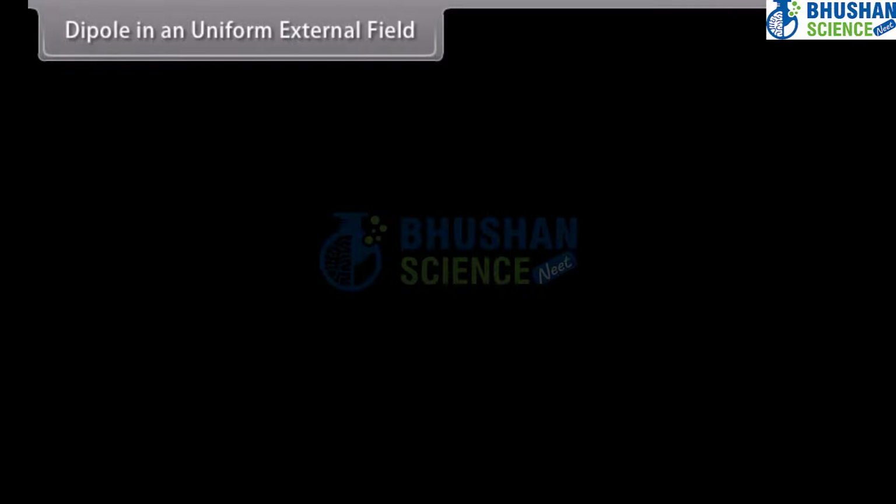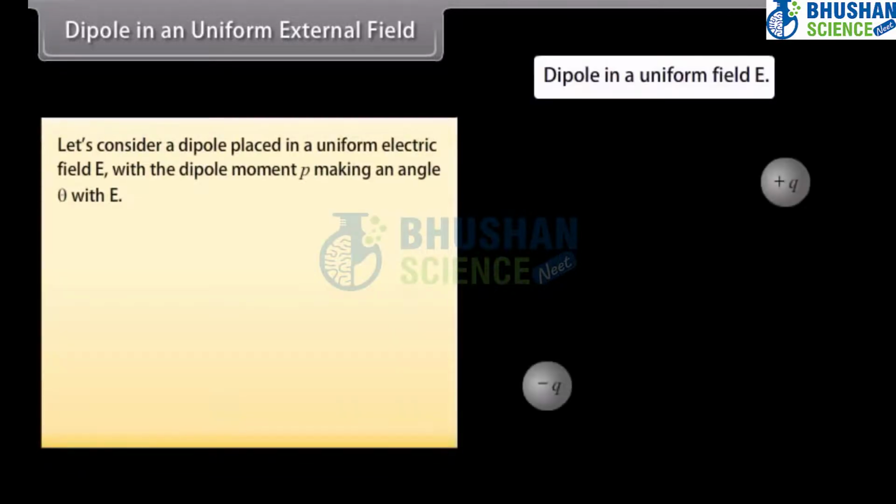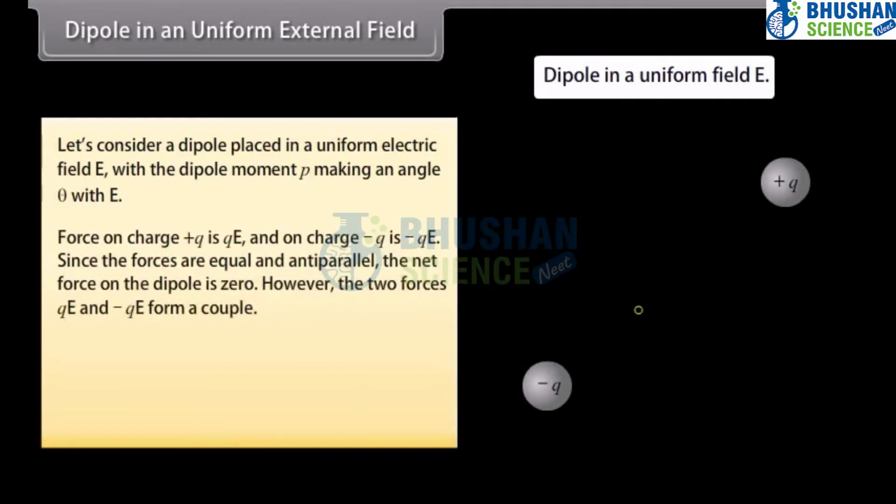Dipole in a uniform external field. Let's consider a dipole placed in a uniform electric field E, with the dipole moment p making an angle theta with E. Force on charge plus Q is QE and on charge minus Q is minus QE. Since the forces are equal and anti-parallel, the net force on the dipole is 0.